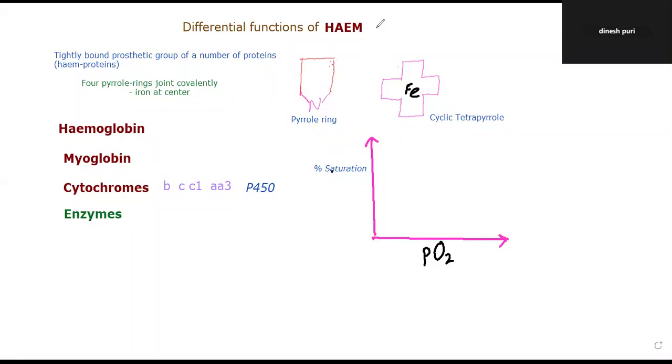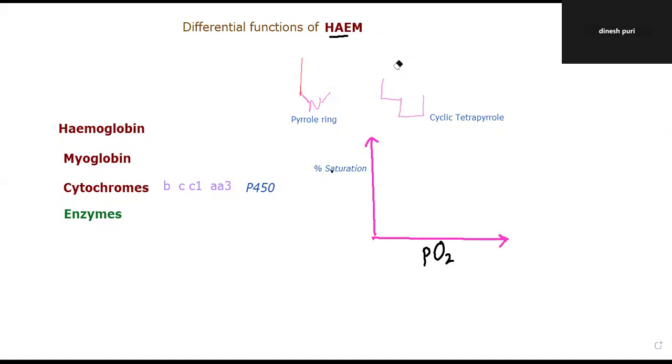Now, differential functions of heme. The same heme is performing a variety of different roles in various heme proteins. Here I have enlisted some of the heme proteins: hemoglobin, myoglobin, cytochromes, and certain enzymes, like catalase, tryptophan pyrrolase, etc.